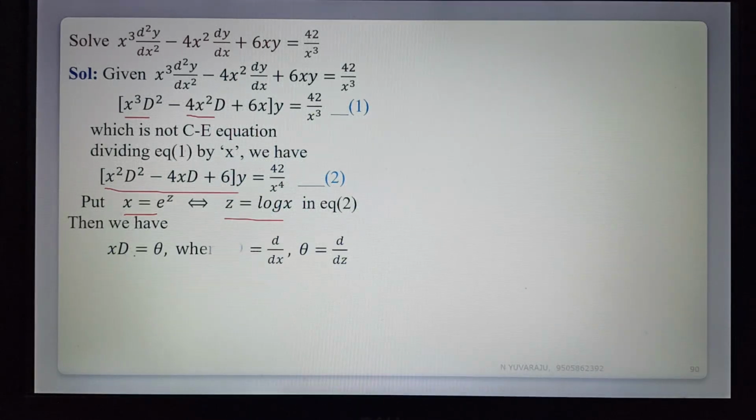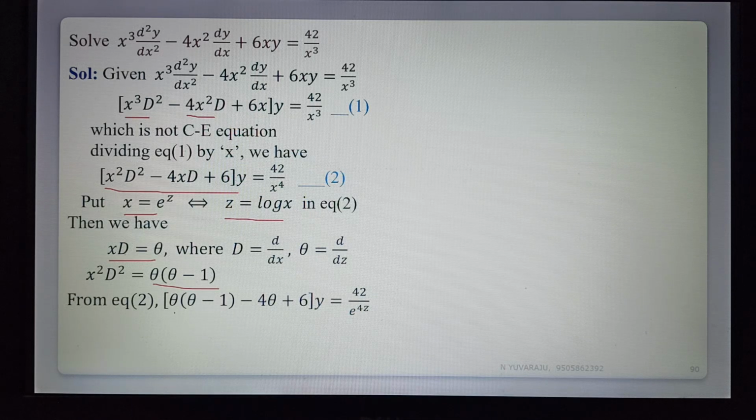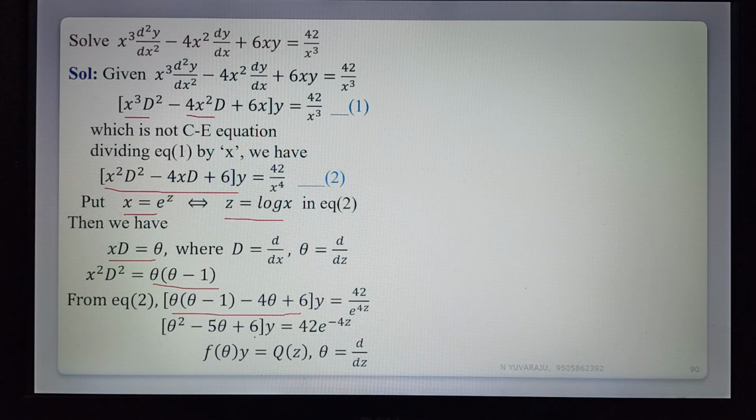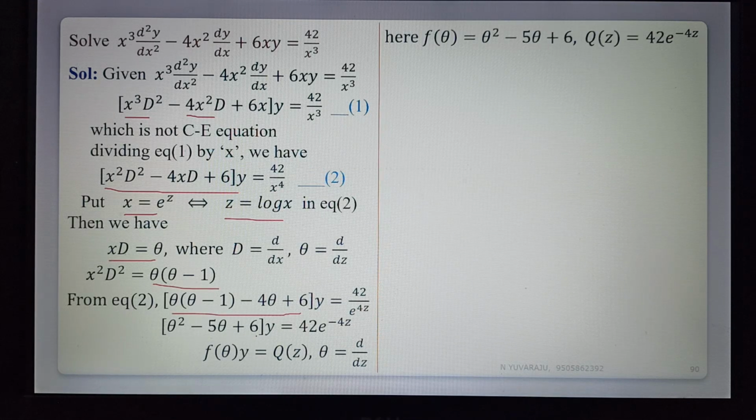Substituting same, x is equal to e power z, z is equal to log x. Then we have xD is equal to theta, x square D square is equal to theta into (theta minus 1). Substituting in equation 2, we get (theta square minus 5 theta plus 6) into y is equal to 42 by e power 4z, that is 42 into e power minus 4z. This is f of theta into y is equal to Q of z.